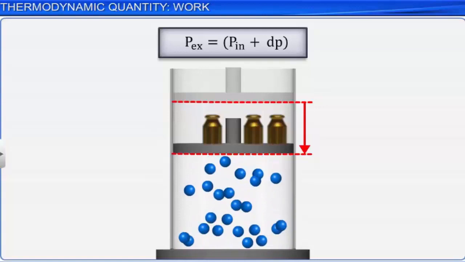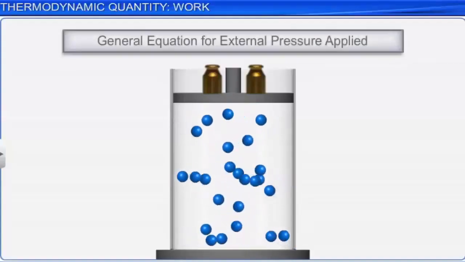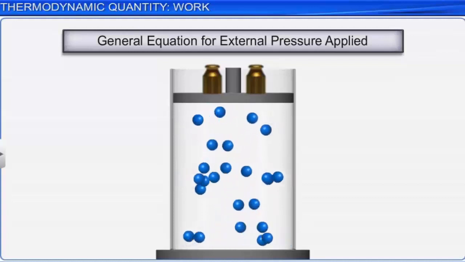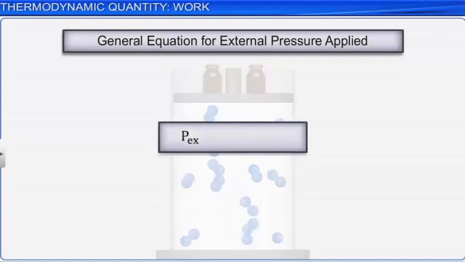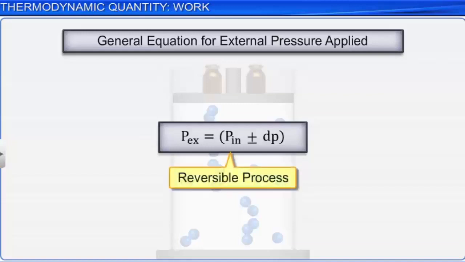Therefore, external pressure applied on a system is expressed as external pressure equals internal pressure plus or minus infinitesimal change in the pressure of the system. This is known as reversible process.